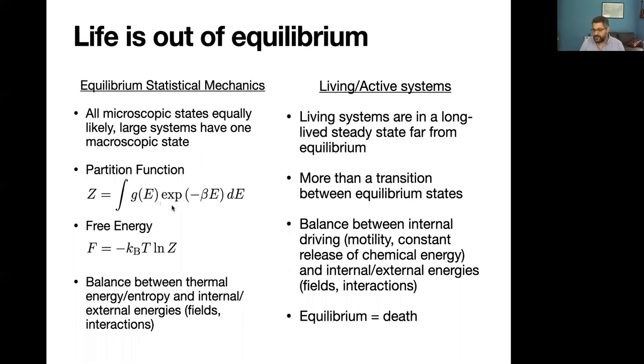The way you would calculate something is you find all the different possibilities for different energetic microstates, you find the density of states, and you integrate them by this factor, which is the exponential of that energy divided by kT. That gives you this partition function. You can then find the free energy from the log of the partition function, and you might imagine minimizing the free energy to define the equilibrium state. Really, that equilibrium state is a balance between thermal energy and entropy, the thing that's trying to bring you to this maximally likely set of microscopic states. And that is then balanced by all the internal and external energies, either from external fields, an electric field, a magnetic field, gravity, something like that, or from interactions between the components of your system. They like to be close to each other.